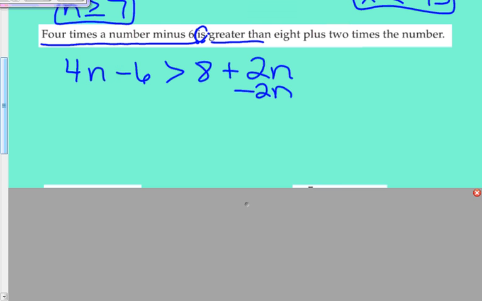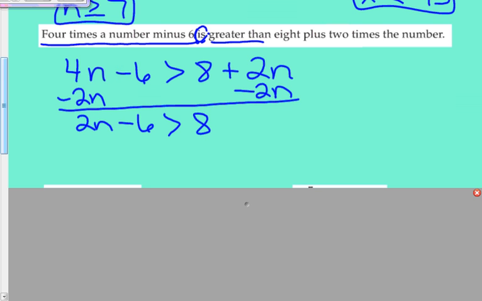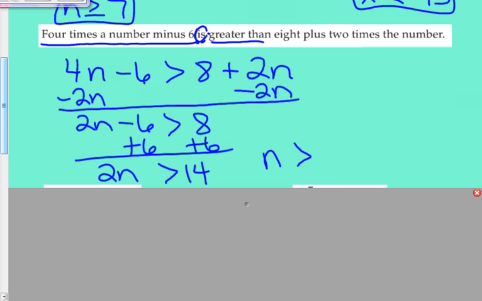Subtract 2n. We're going to put our like terms together. So we'll bring our 2n to the other side. 4n minus 2n is 2n minus 6 greater than 8. Now we get rid of our whole numbers by adding 6 to both sides. And we'll be left with 2n greater than 14. And then we divide by 2. And we're left with n is greater than 7. There's our answer.